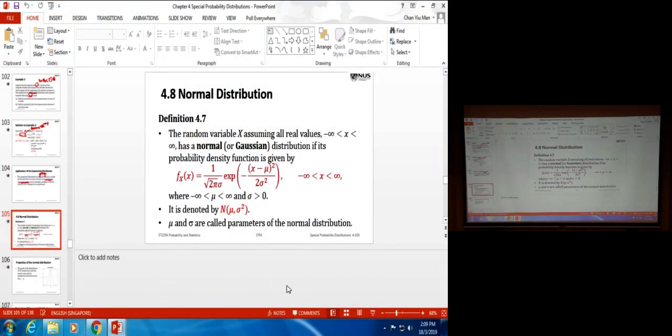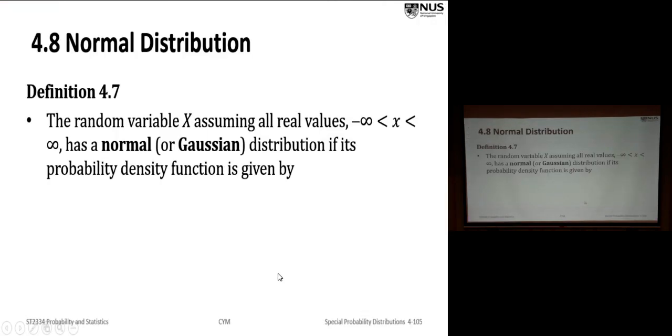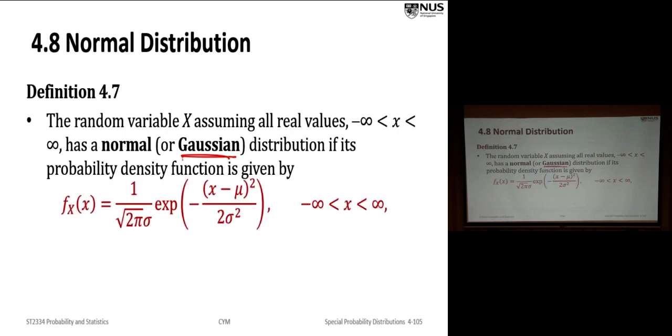All right, so normal distributions. A random variable x taking all real values has a normal distribution, sometimes referred to as Gaussian. So these are the first mathematicians that discussed this kind of distribution. If the distribution has this form as the probability density function, all right? And mu can be any number from minus infinity to infinity. Sigma is a number bigger than zero. All right? So different mu and sigma will give a different normal distribution, so there are an infinite number of normal distributions.